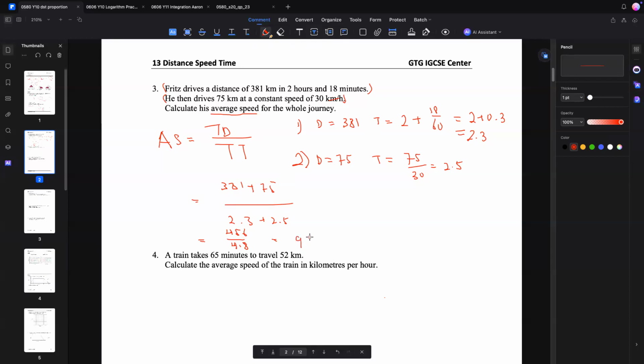95. What's the unit? Kilometers per hour. Yes. Oh, what is the way that you did? Okay. And then what's next? Oh, okay. Yeah, it's the same way. Yes, it's correct.